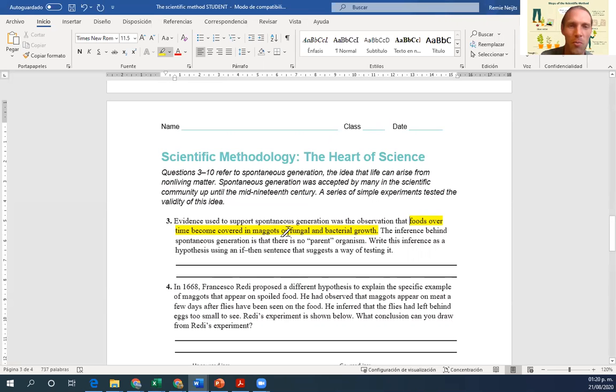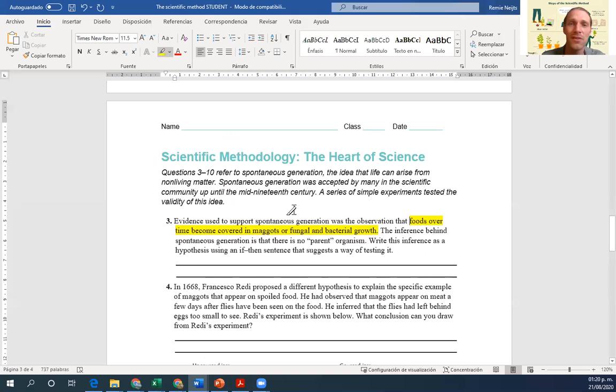You get maggots, these little worms. You get fungi, like this green fungus, or it can be black as well, or even yellow, and bacterial growth. We all have observed this. But people 200-400 years ago had no idea why this happened. Where did the maggots in the food come from? It's really weird, because first there are no maggots, and then out of nothing, all of a sudden there are little worms in the food. So they were thinking that maybe life could come out of nothing.